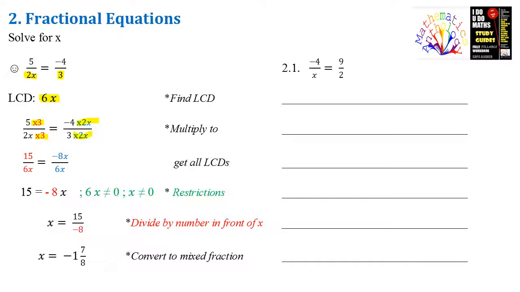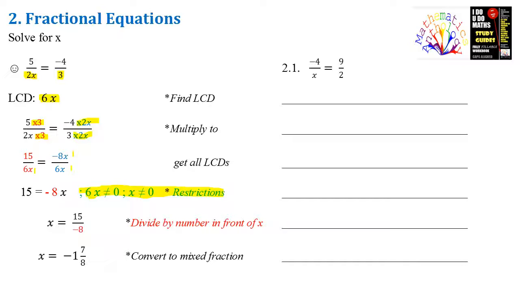Okay, so let's open that out. 5 times 3 is 15 on the top over 6x at the bottom. -4 times 2x is -8x on the top over 6x at the bottom. That's fine. Because both our denominators are 6x and it's an equation, we can drop them off. But because we have a variable in the denominator, it's very important here, we are going to put in a restriction. You use a restriction when you have a variable in the denominator, and because we are dropping off the denominators, we must have a restriction for what x can't be.